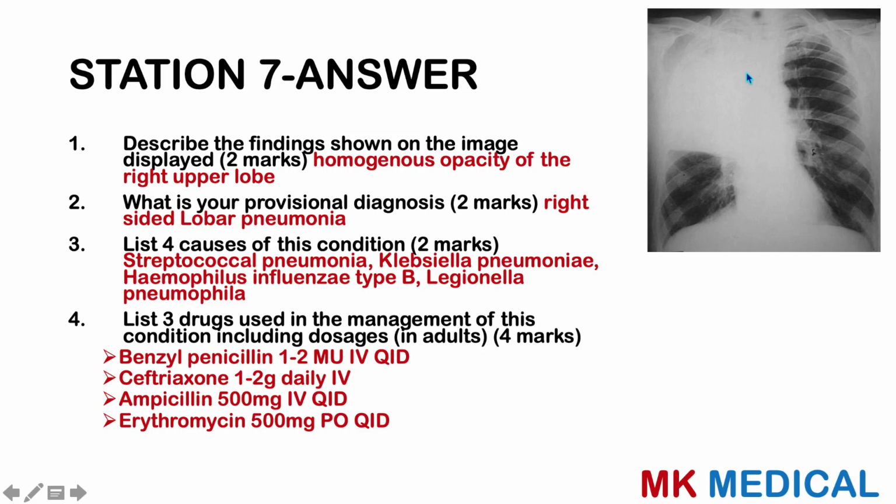So generally we can see that there's this whitish area here at the upper aspect of the right upper lobe. So there's a homogeneous opacity of the right upper lobe. So most likely this is consistent with a right-sided lobar pneumonia, which can be caused by Streptococcus pneumoniae, Klebsiella pneumoniae, Haemophilus influenzae type B, Legionella pneumophila.